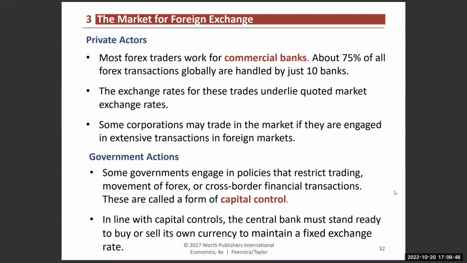And the capital control means that you do not allow people to trade with unauthorized, for example, transactions. And this is the case of Lebanon right now, for example. There are two exchange rates there.